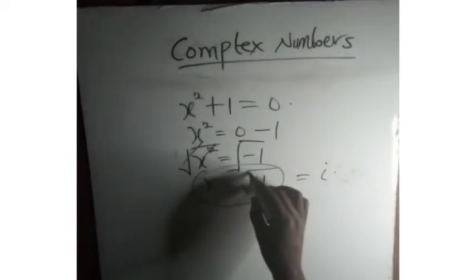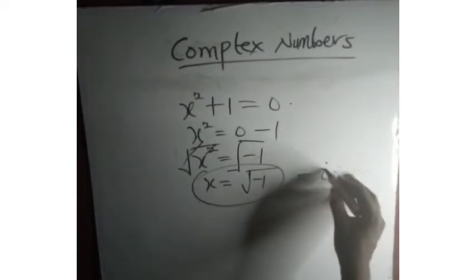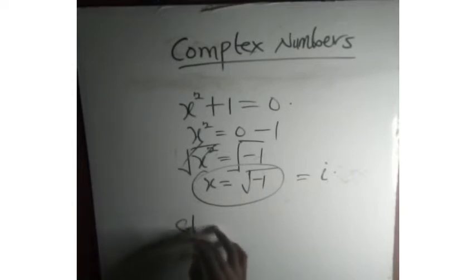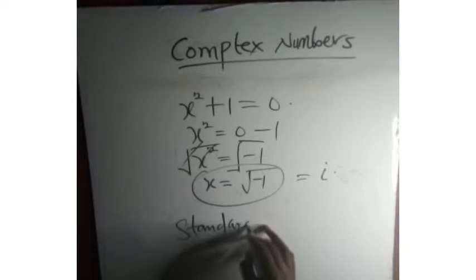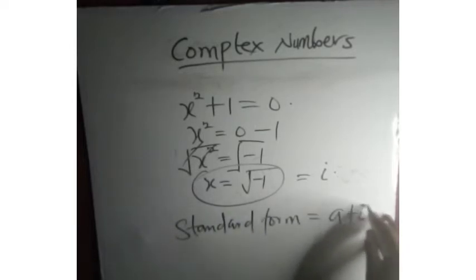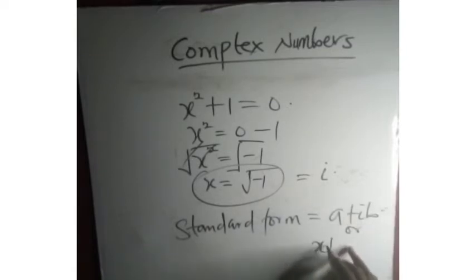There is no defined value of the square root of minus 1. So we use i, imaginary. Okay? So now, having established this fact on complex numbers, it has a standard form. The standard form of a complex number is a plus ib, or x plus iy.